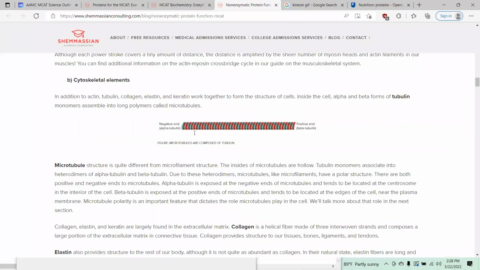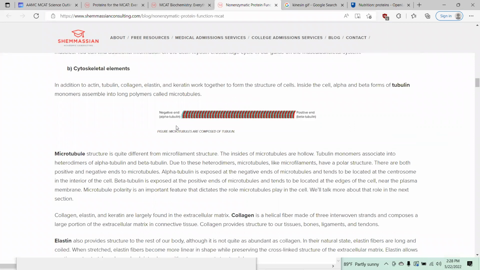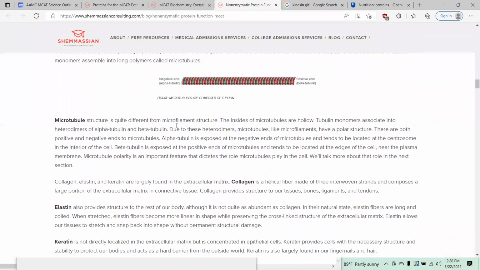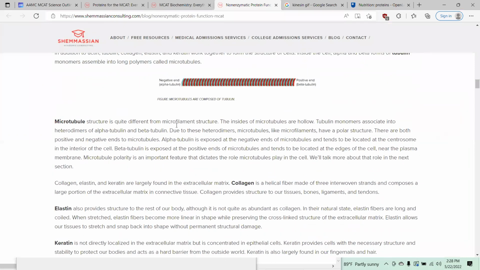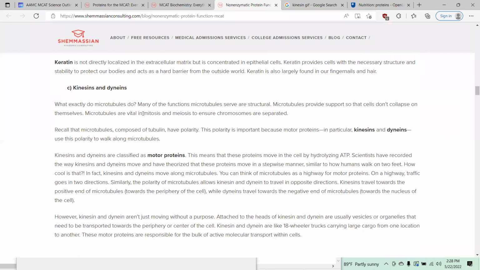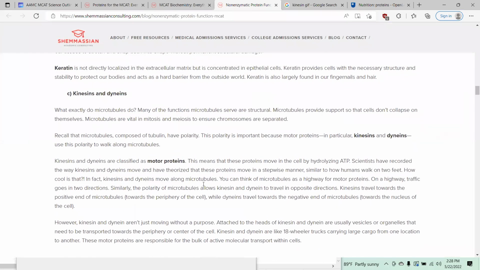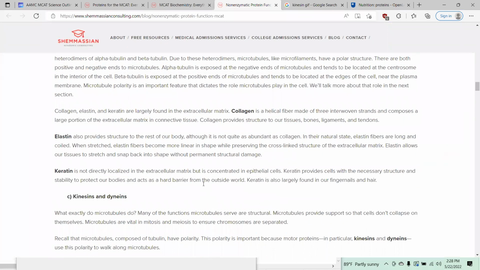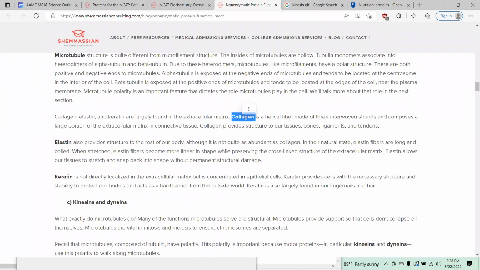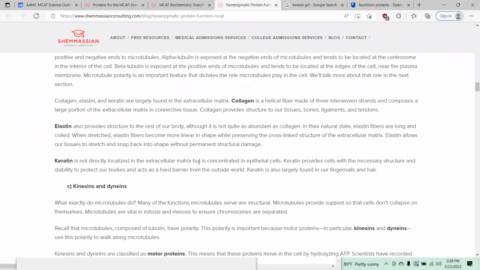Okay, so what else? Oh, and then they talked about kinesin and dynein here, which we already talked about, the motor proteins, how they move. The kinesin moves away and the dynein moves towards the cell. And they talk a little bit more about collagen and elastin and keratin.